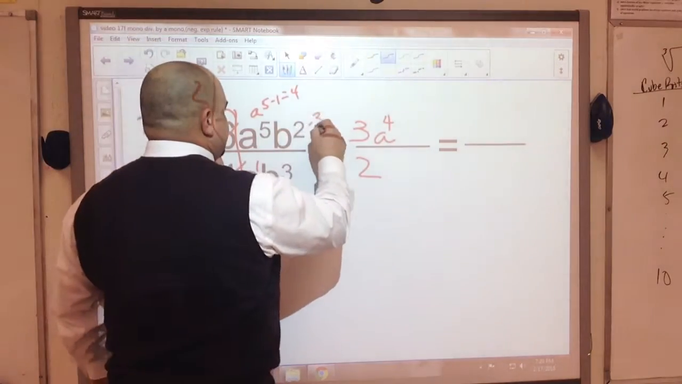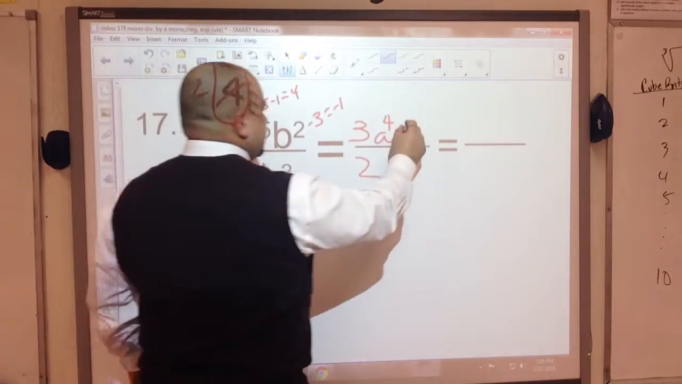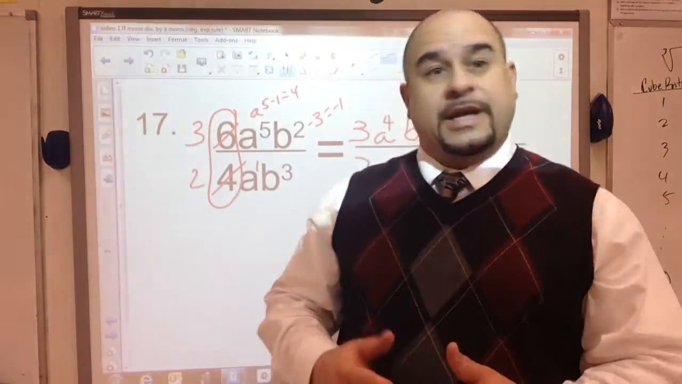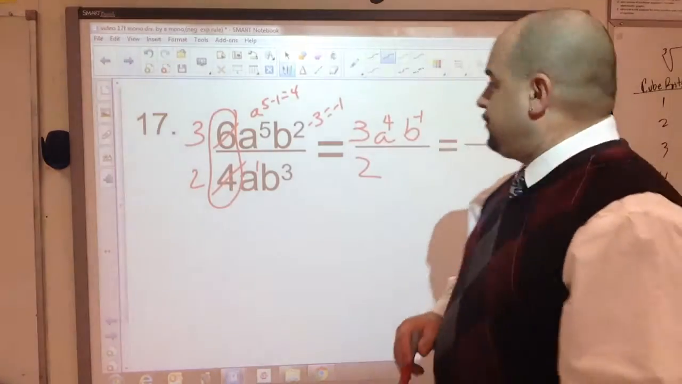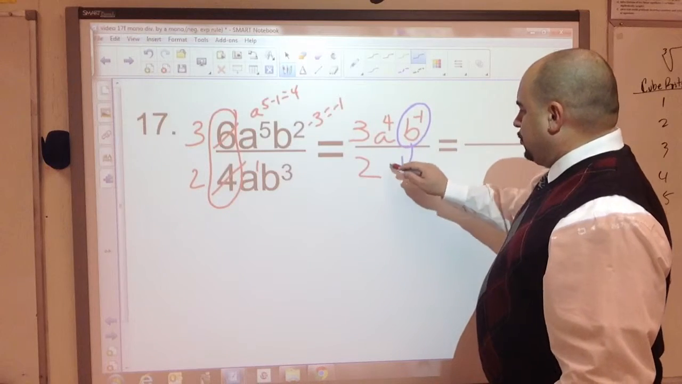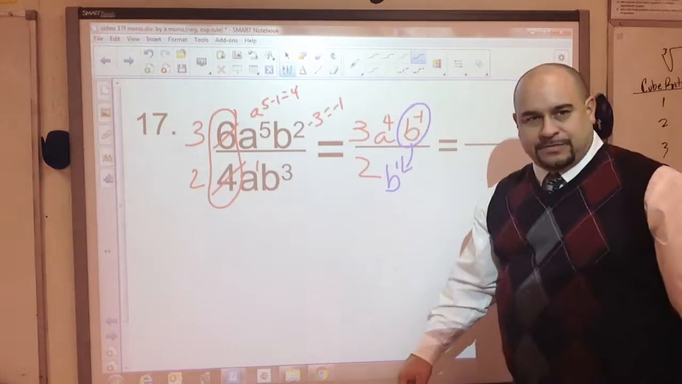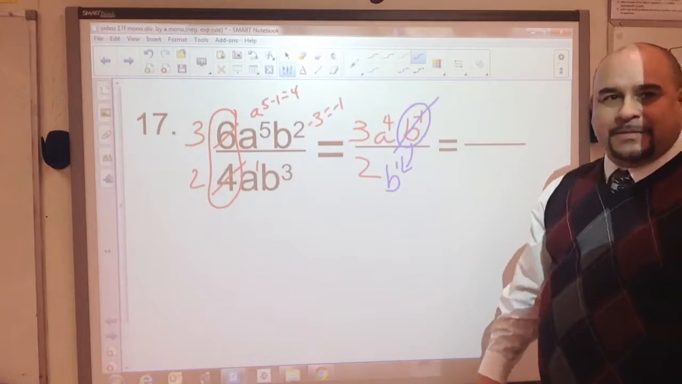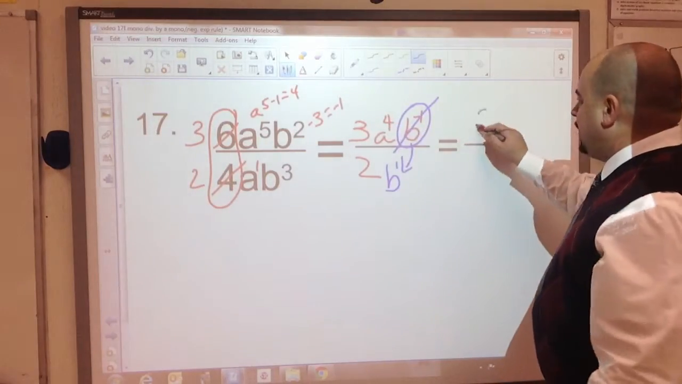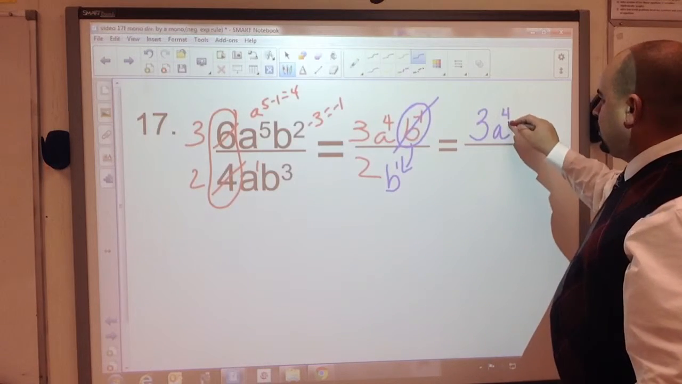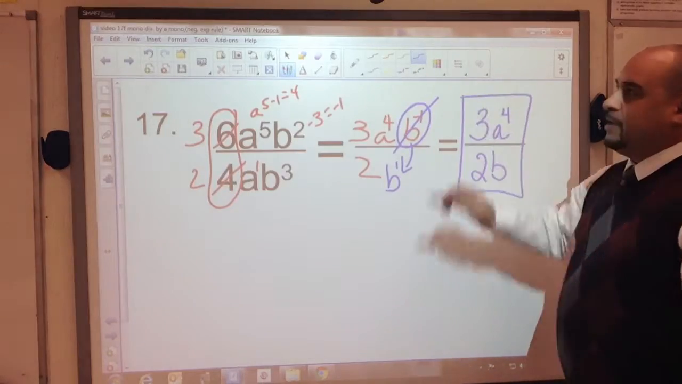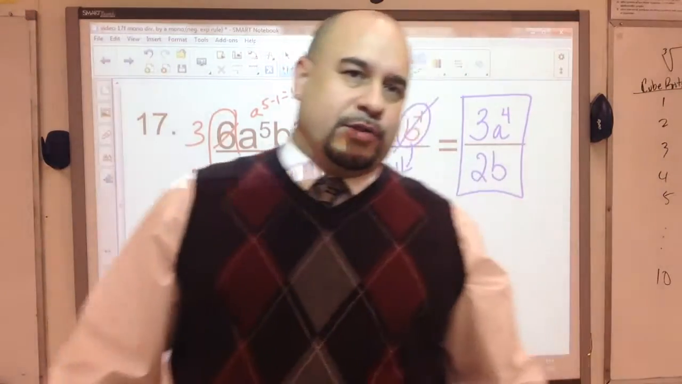Then you have 2 minus 3, which is negative 1. So you have b to the negative 1. Again, no negative exponents in your answer. So in this case, I'm going to take this b to the negative 1, move it to the bottom and make it positive. So this is gone from the top, and I've relocated it to the bottom. So now my final answer is 3a to the 4th with 2b at the bottom. And I don't need to write the exponent of 1 on the bottom for that.